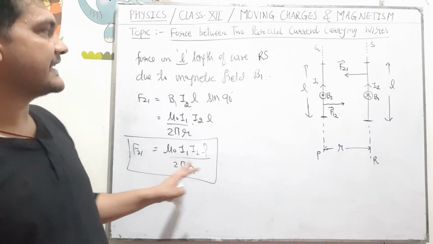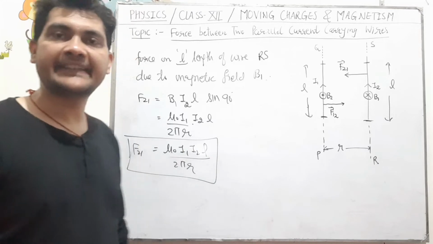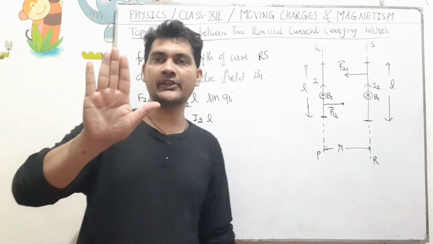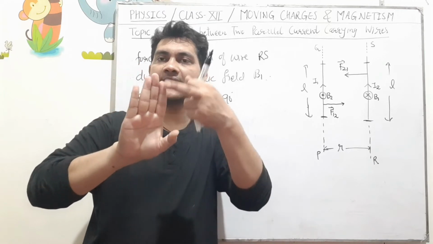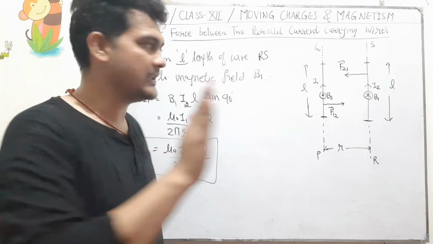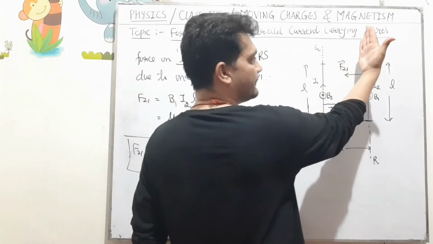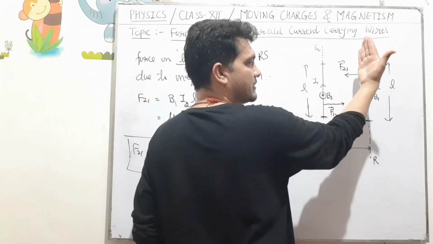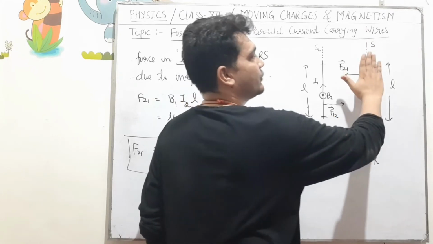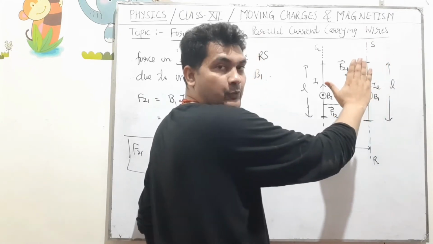Direction of this force F21. You can use the right hand palm rule to find the direction. Again, stretch the fingers and thumb of your right hand. Keep the fingers in the direction of current. Keep the palm in the direction of magnetic field. So fingers in the direction of current in upward direction, palm in the direction of magnetic field. Magnetic field is inwards. Therefore, palm is pointing inwards.